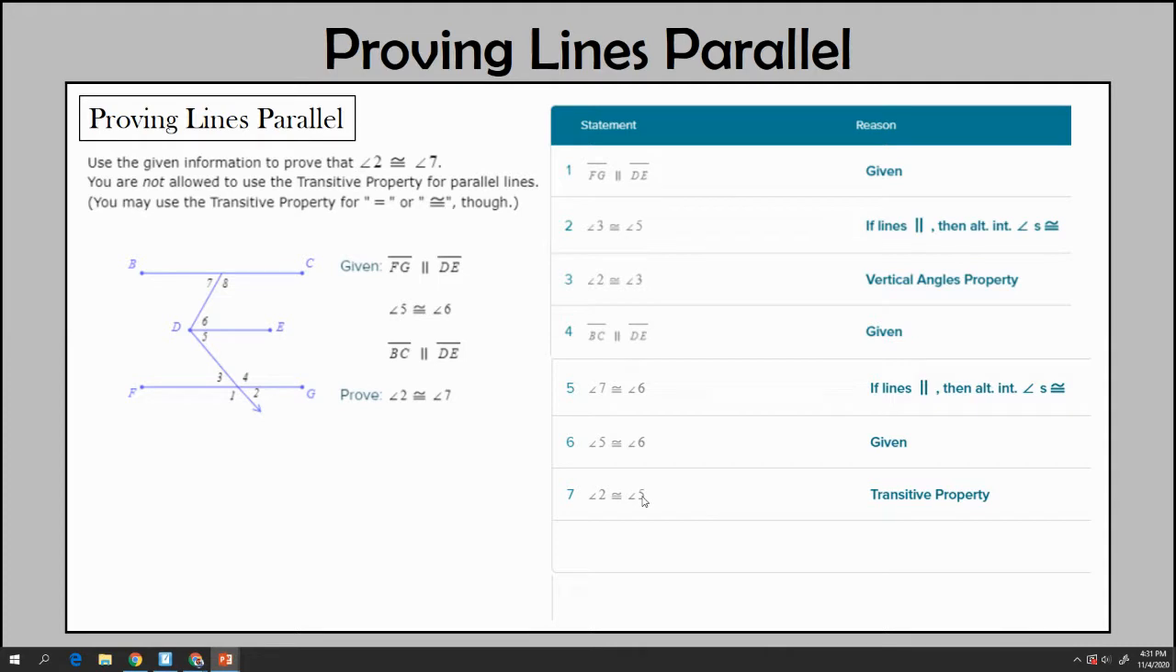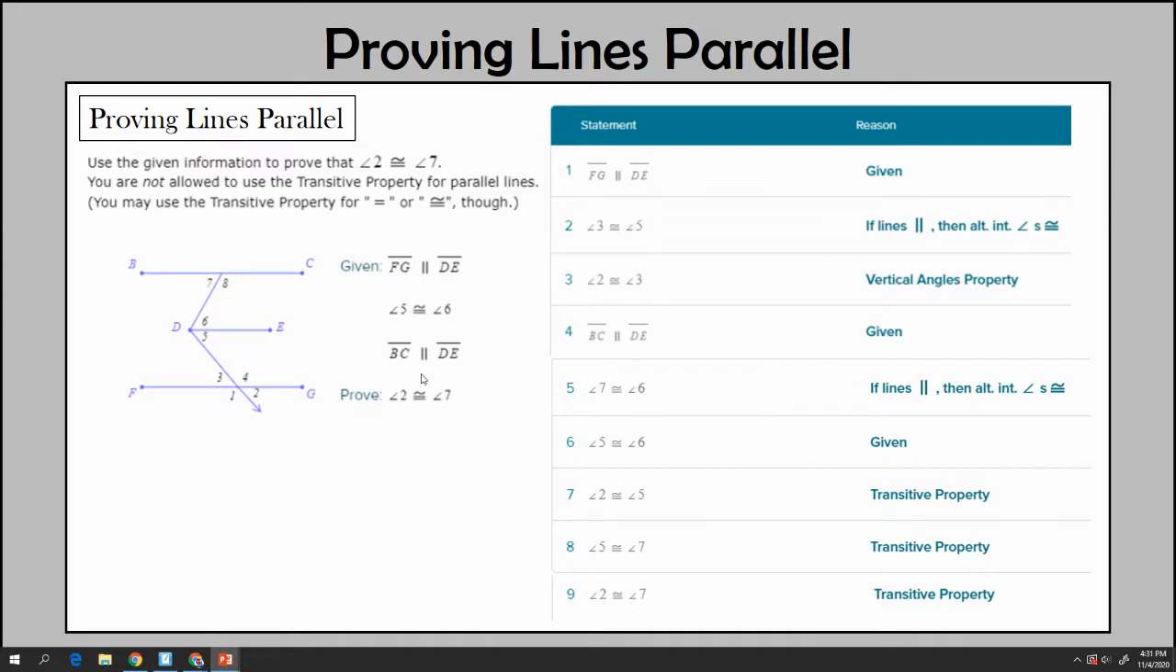Now I'm going to put these two together. If 5 is congruent to 6 and 6 to 7, then 5 is congruent to 7. And then my last one here, if 2 is congruent to 5 and 5 is congruent to 7, then 2 is congruent to 7. I guess you can do this in a variety of ways, but we got to the end here. 2 is congruent to 7.